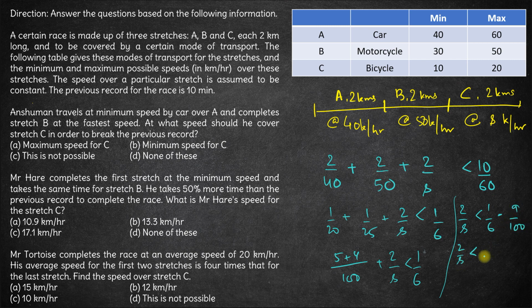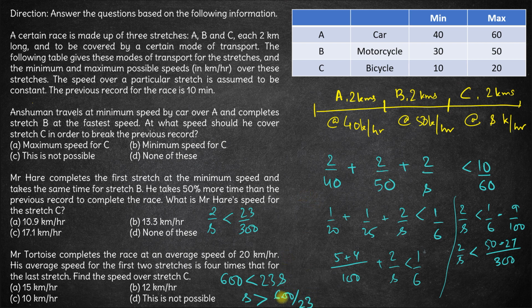So 2 by s should be less than, the LCM here will be 300. So this will be 300 by 6 is 50, minus 27. Now 50 minus 27 is 23. So what we have is 2 by s should be less than 23 by 300. And cross multiplying this effectively gives us 600 should be less than 23 s. Or rather s should be greater than 600 by 23.